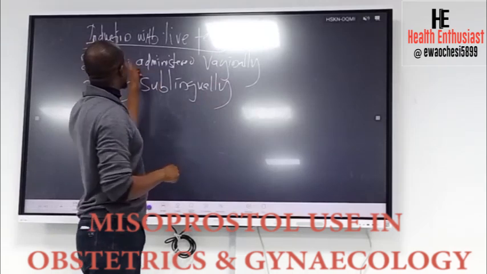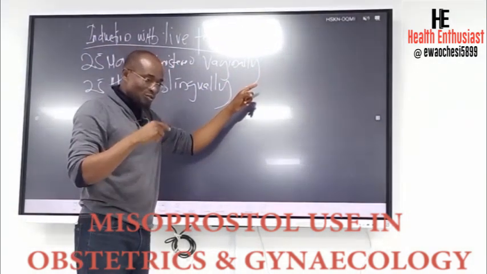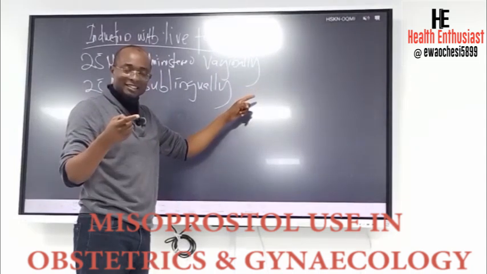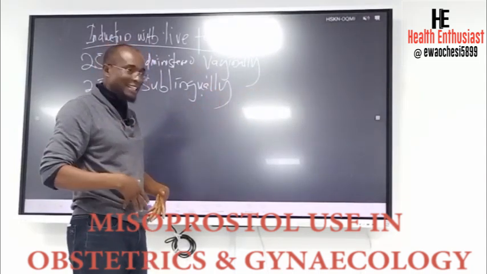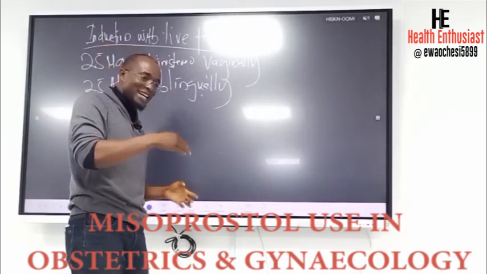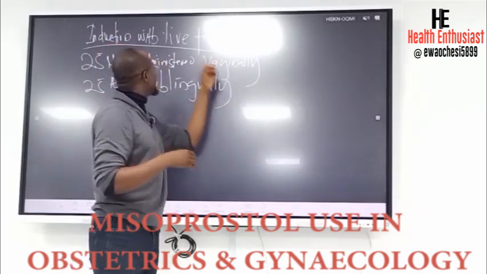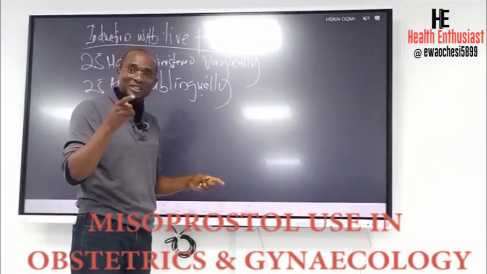Now you use 25 microgram, you administer 25 microgram vaginally. You do that every 6 hours, right? You don't exceed 3 doses. That means you use 25 after every 6 hours. You don't use it more than 3 times.